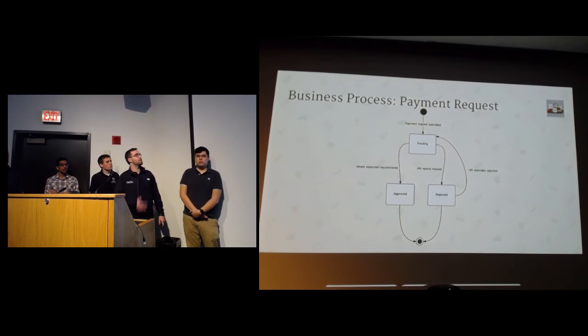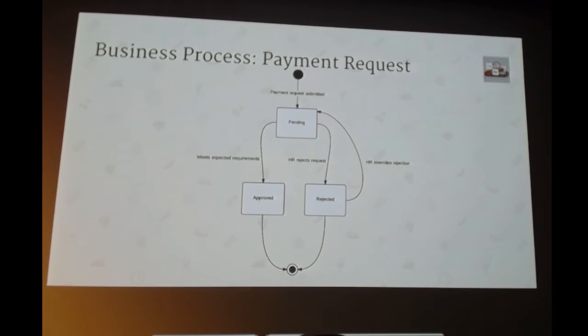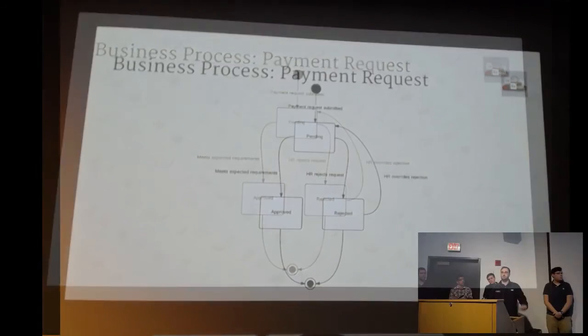The next process is a payment request. This is a lot more simple, but basically once you have a scholarship, you submit a payment request, and it's either approved or rejected, and you have the option of iterating on that.